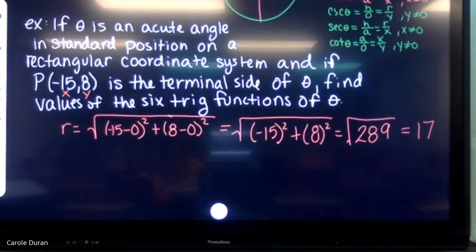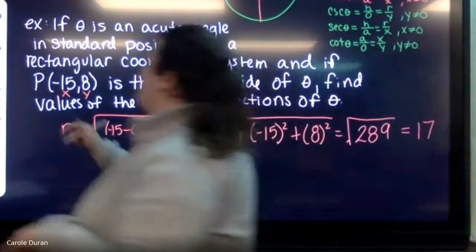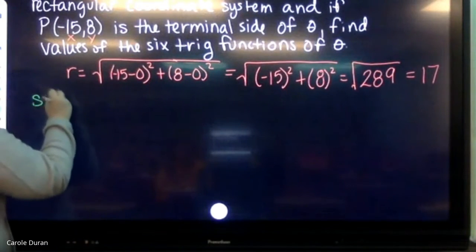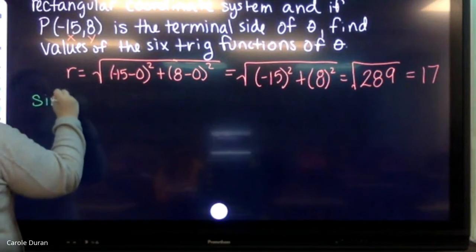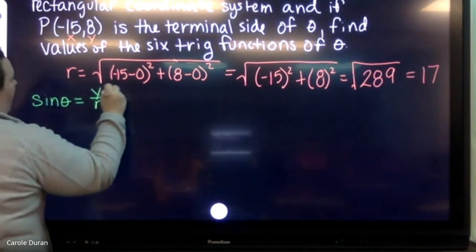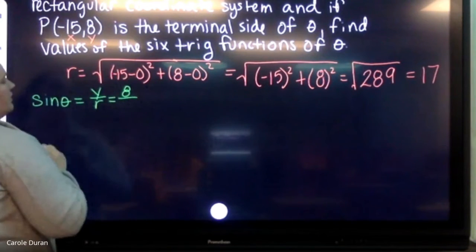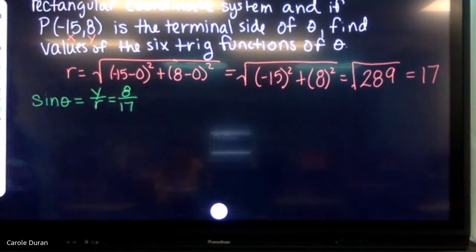So now I have the radius, I have my x coordinate, and I have my y coordinate. Do I need any other information to write my 6 trig ratios? No, that's all I need. So now let's go ahead and do that. Sine is equal to y over r. So I just fill that information in. My y value is 8. My r value is 17. So sine is equal to 8 over 17.